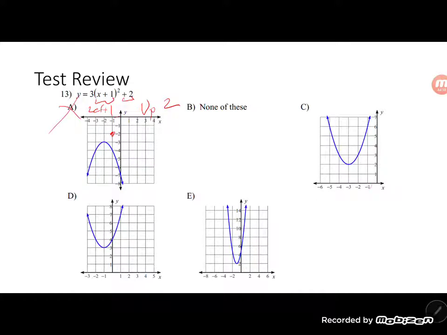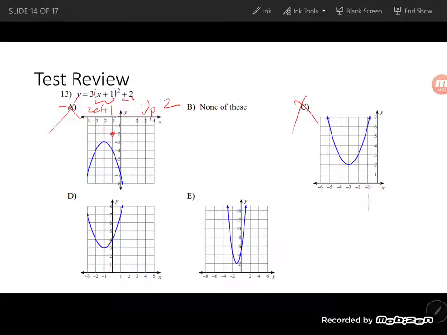Left 1, no, this doesn't even go down 2, so that's not going to be it. Left 1, down 2, oh, goodness, I'm sorry, I'm doing it again. It's not left 1 and down 2, it's left 1 and up 2. This graph was a little bit misleading, my apologies. So we're still going to see that that one doesn't work.